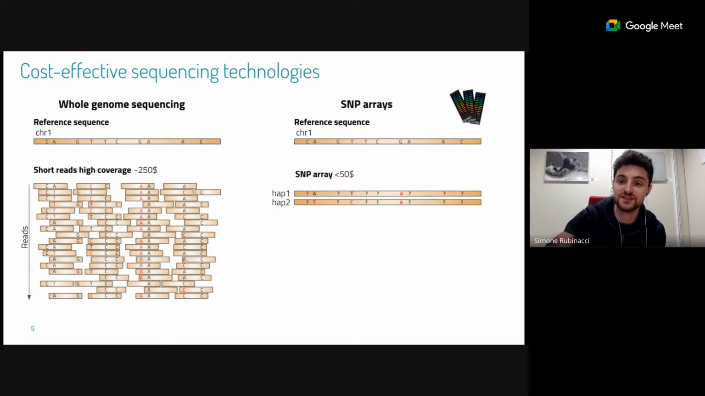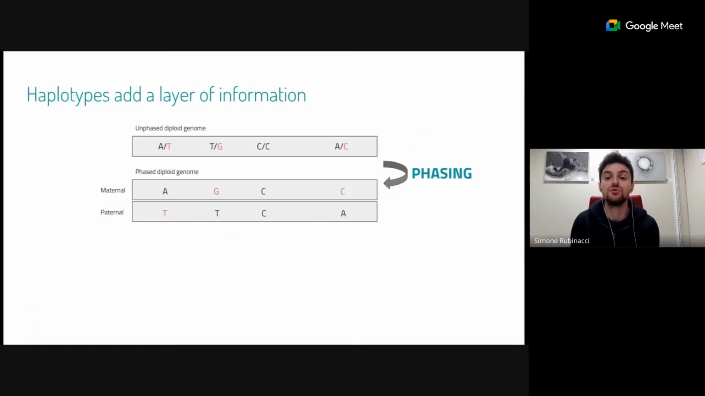However, both short reads and SNP array data do not give access directly to the two haplotypes, the paternal and maternal component of an individual that is diploid.